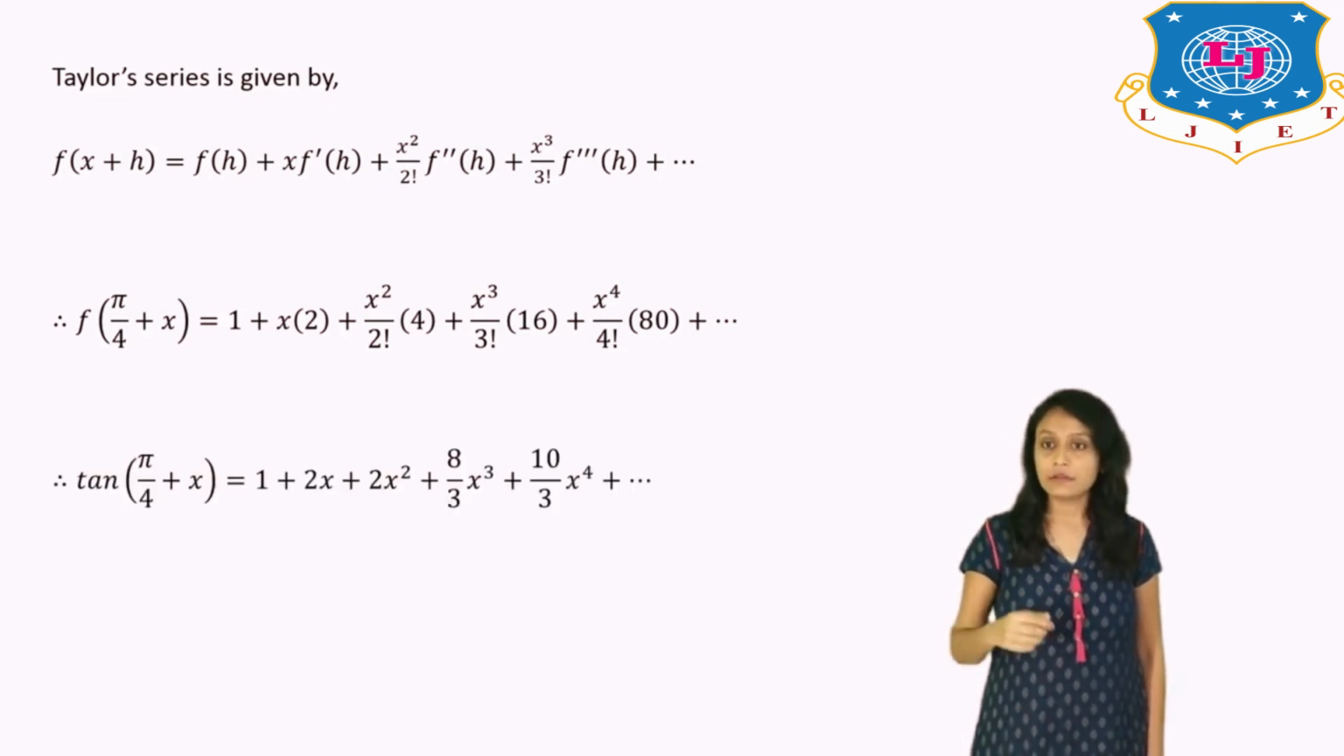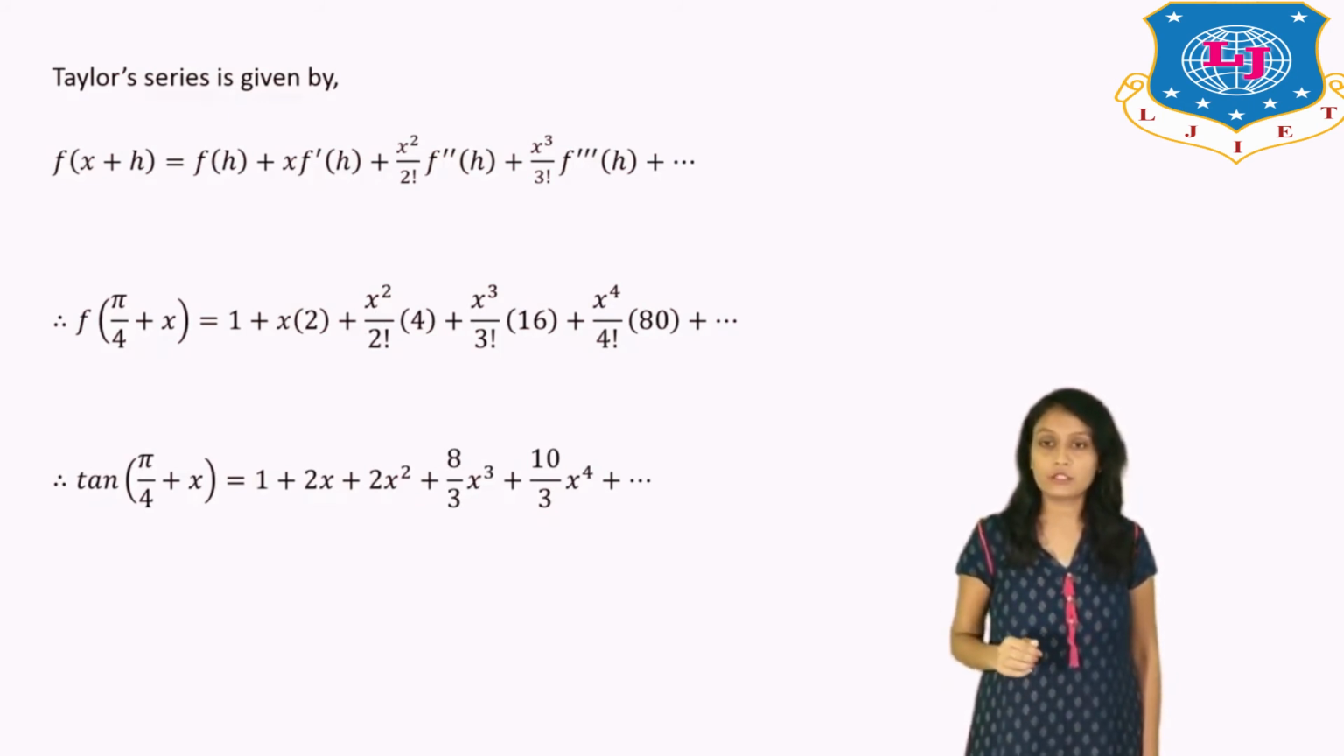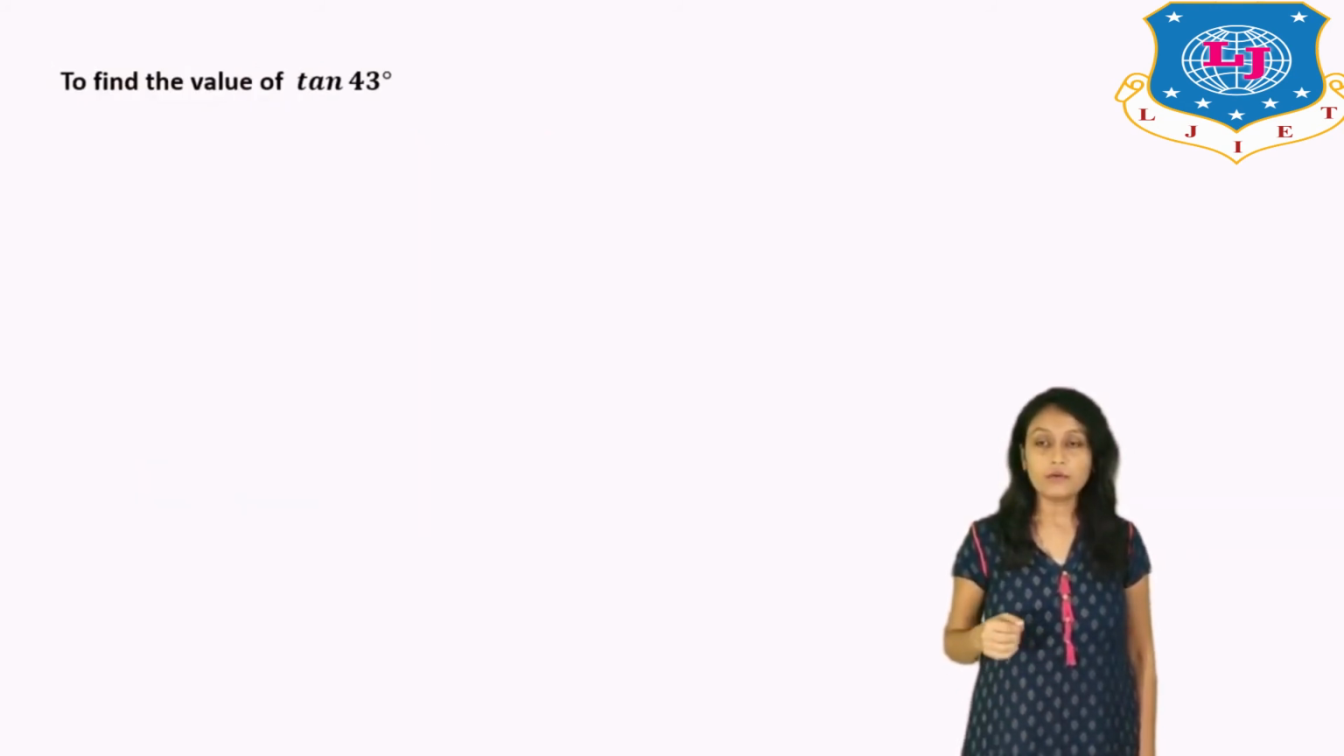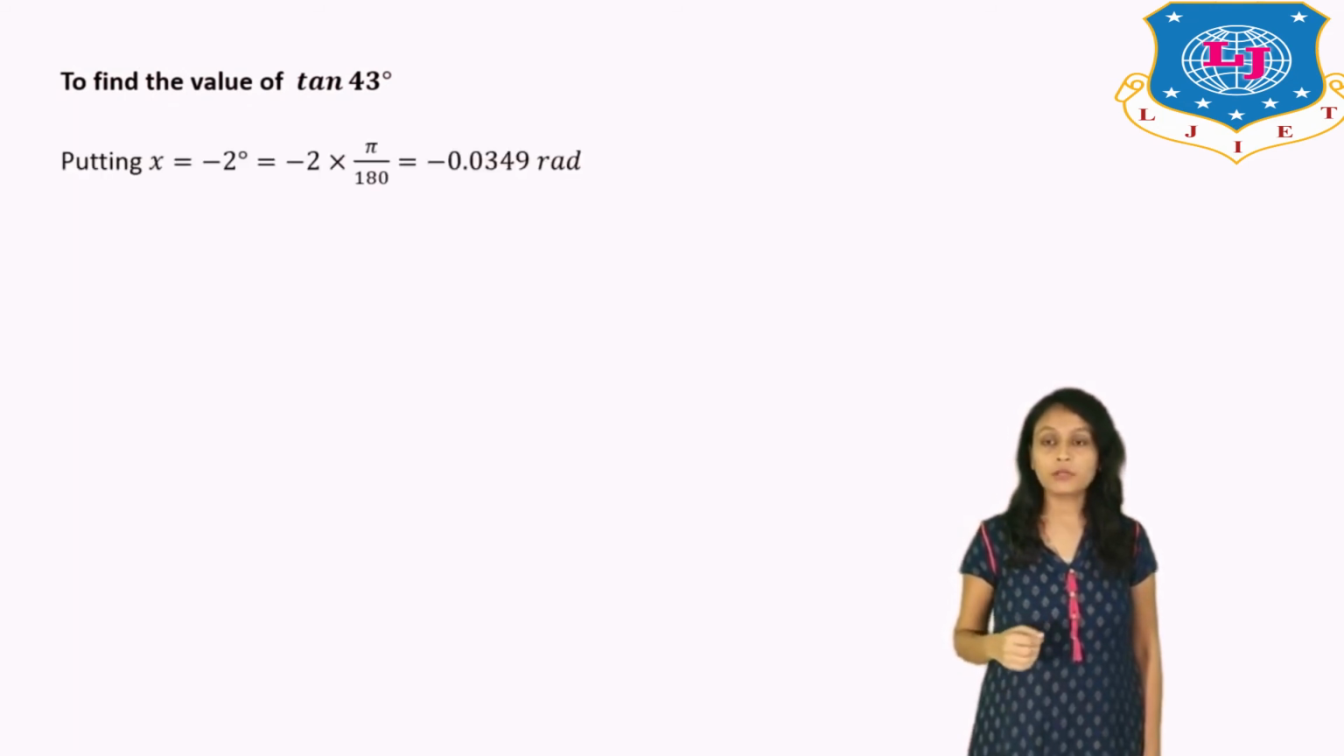Now our next aim is to simplify it, so you will get this final answer, that is tan(x + π/4) = 1 + 2x + 2x² + (8/3)x³ and so on. Now our next aim is to find the value of tan 43°. Okay, so putting x equal to -2°.